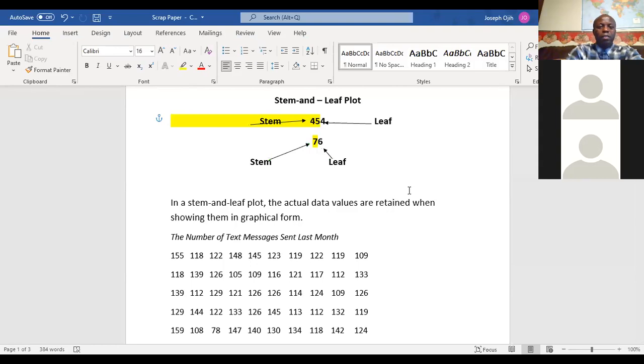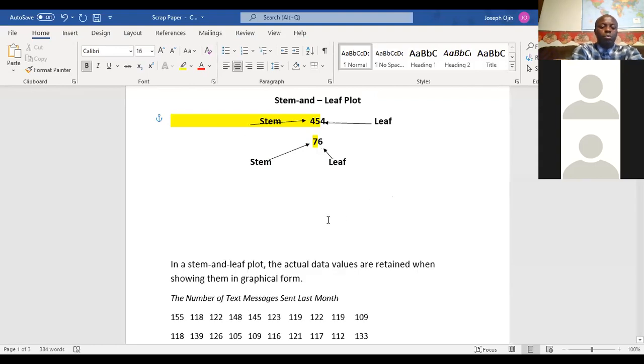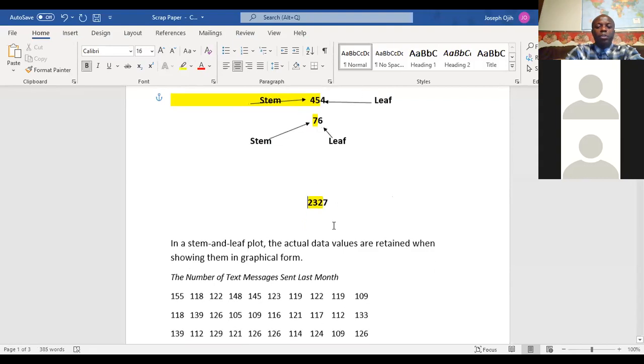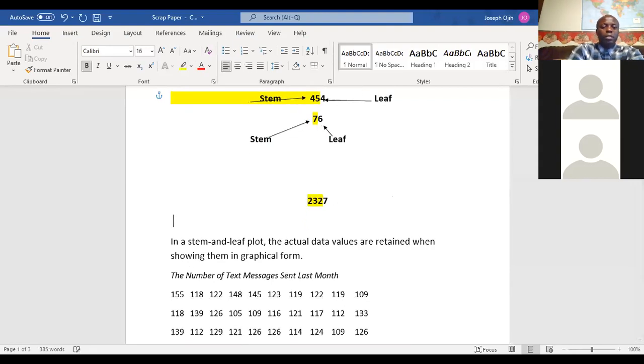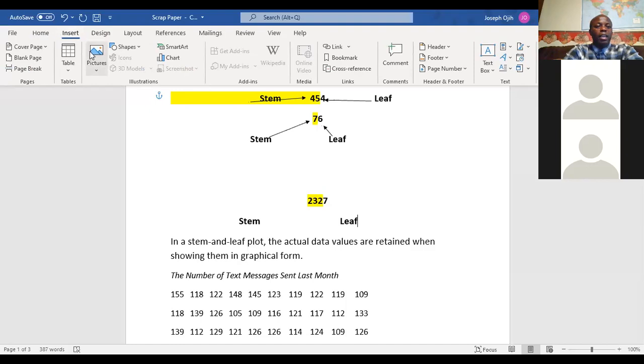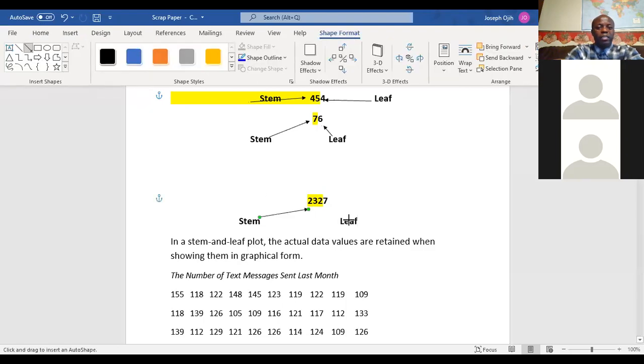Now, if you have four numbers, in that case again the last number is your leaf, and the first three numbers become the stem. So the stem is the one that I highlighted, 232, and the leaf is the last digit, the 7.